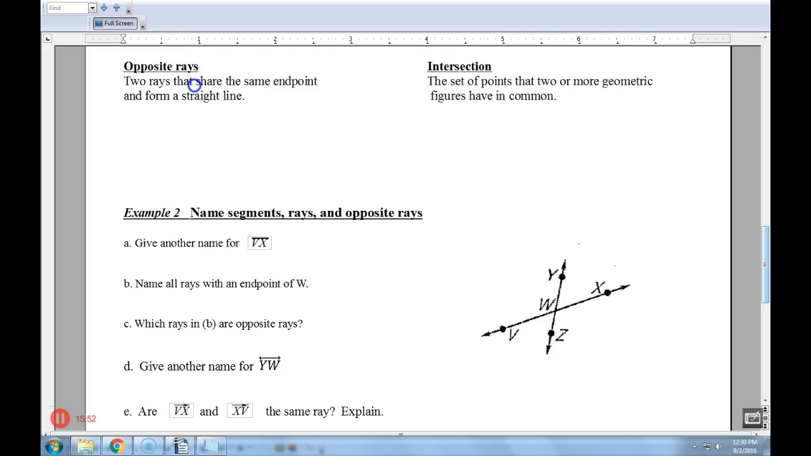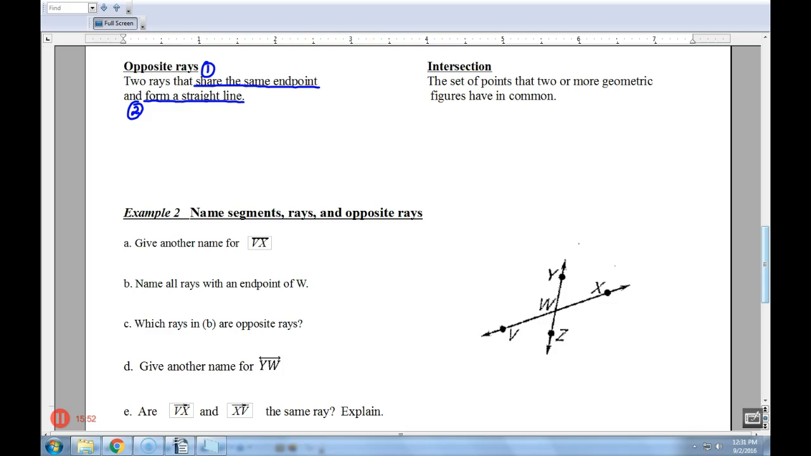Moving to the next segment of notes, we have a special pair of rays called opposite rays. Opposite rays are basically two rays that share the same endpoint, and they have to form a straight line. So there are two key components here. They share the same endpoint, that's the first feature. The second feature is you must form a straight line.